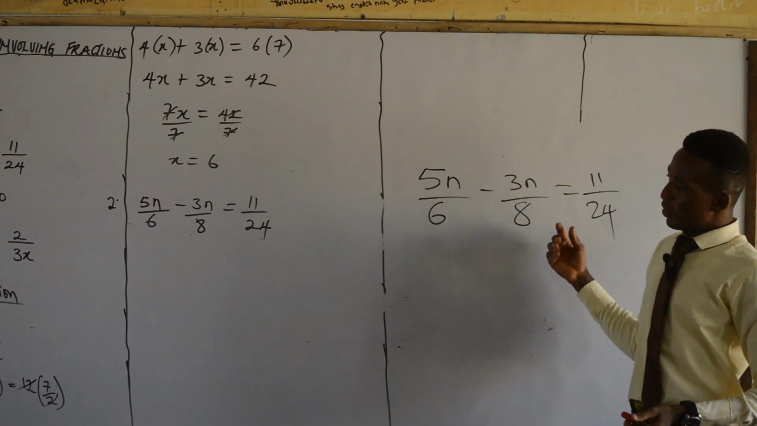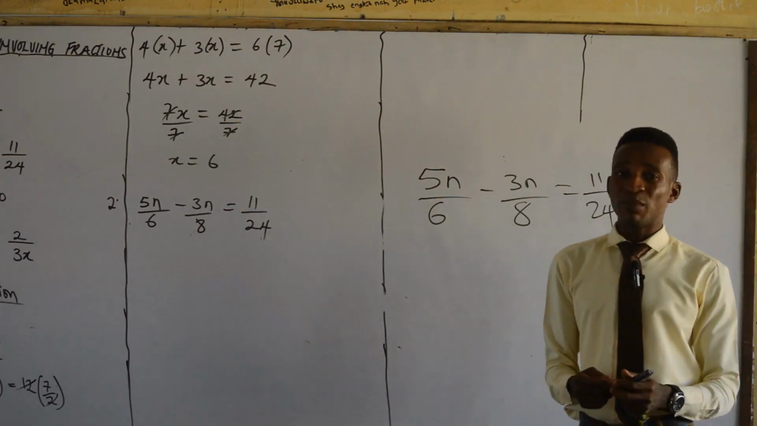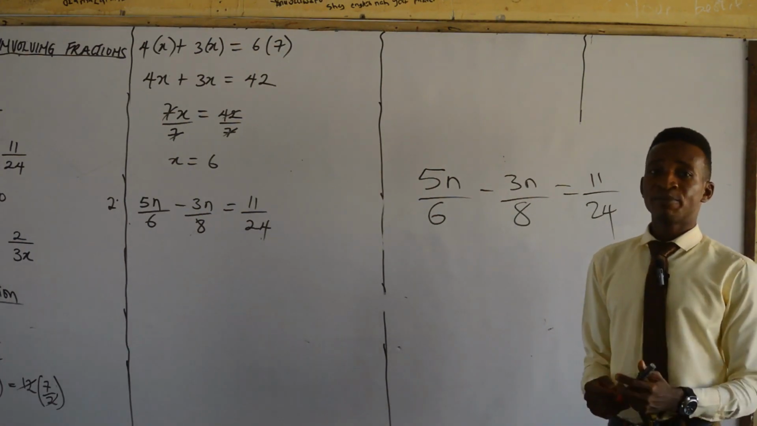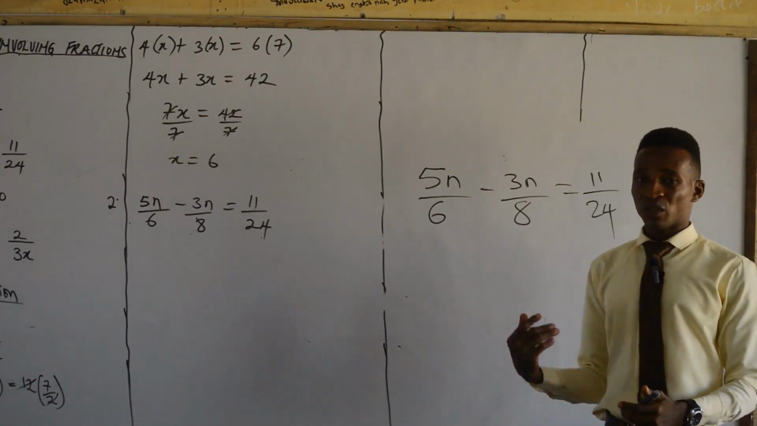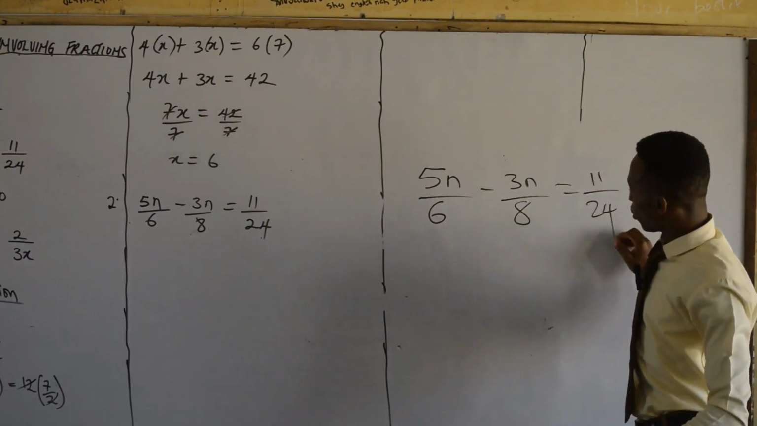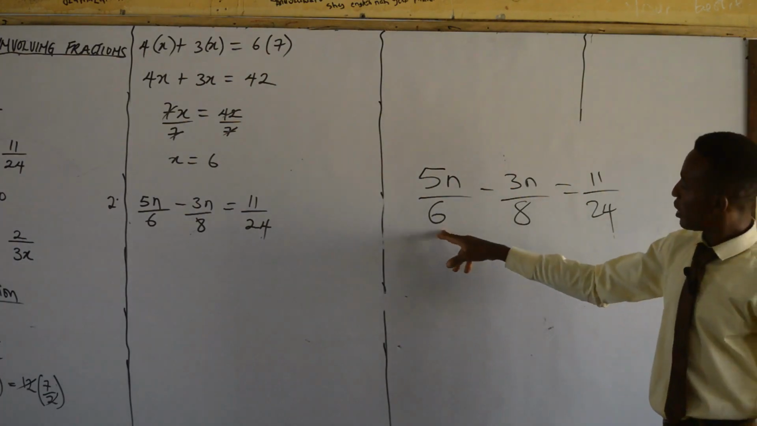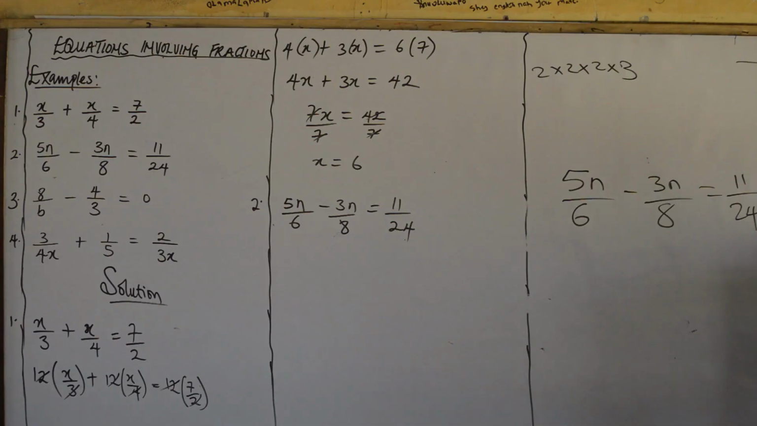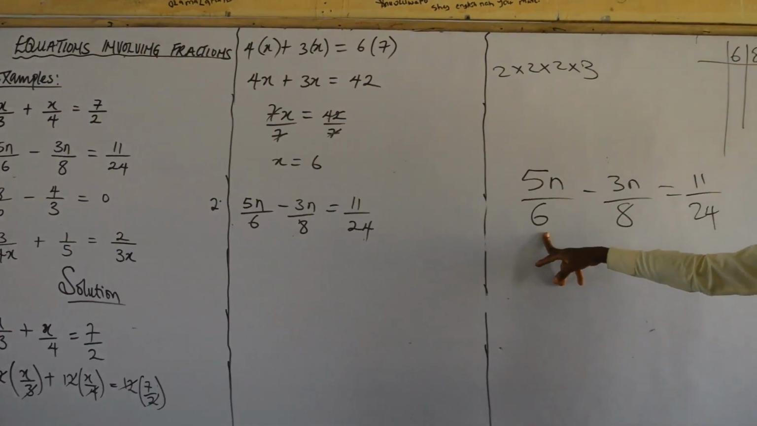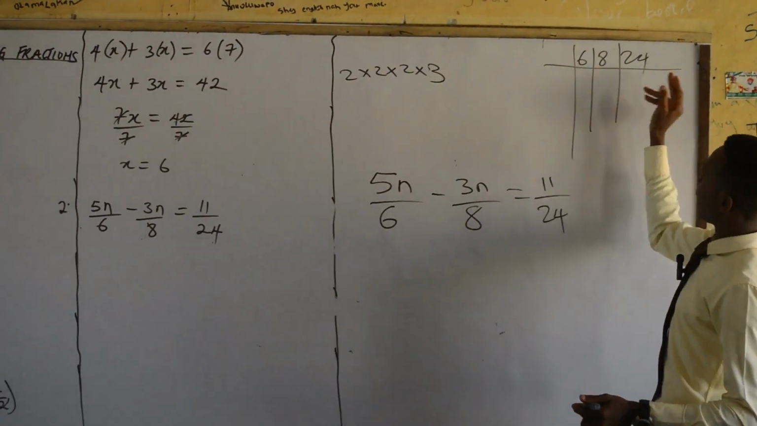So just like the way we did the first one, and that's the beauty of mathematics, just follow the steps. The way you did the first one, that's how you're still going to do the second one. Now, the way we did the first one was, we look for the LCM of the denominators. The denominators here are 6, 8, and 24. So to find the LCM now, we look for the LCM of 6, 8, and 24, which I've written here.